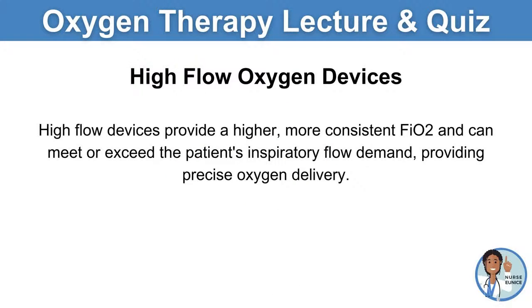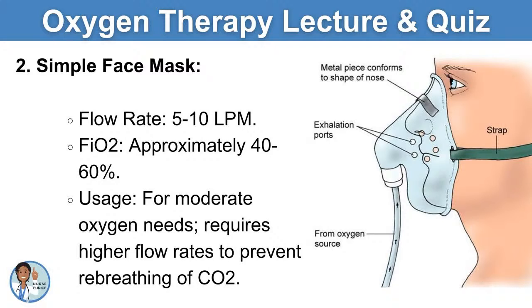Now for the high flow oxygen devices. When your patients need a higher, more consistent quantity of oxygen, because they require more assistance with breathing, that's when we start using the other masks. One of the masks that we can use is a simple face mask. The flow rate for this one is 5 to 10 liters per minute. It gives approximately 40 to 60% of FiO2 or oxygen, and it's for moderate oxygen needs, and if a person requires higher flow rates to prevent the rebreathing of CO2.